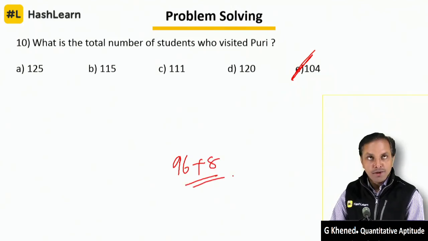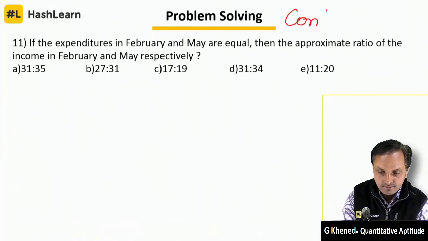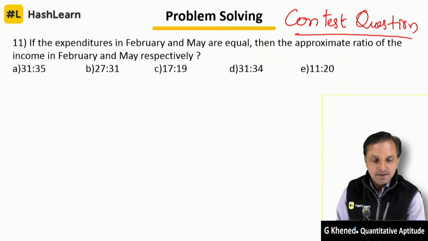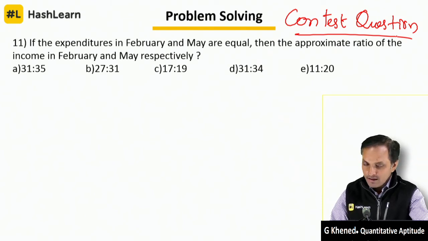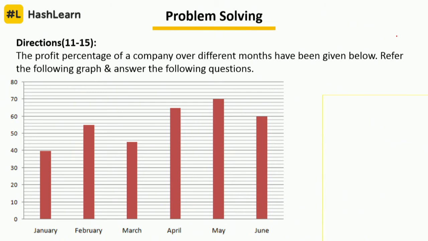Okay. So what you can do is, next is the contest question. So here is the contest question. Here is the given data. So make a note of that given data. To make it easier, I will write the percentage above.